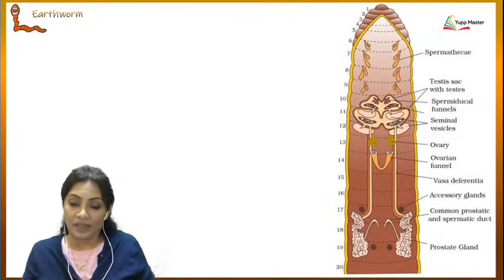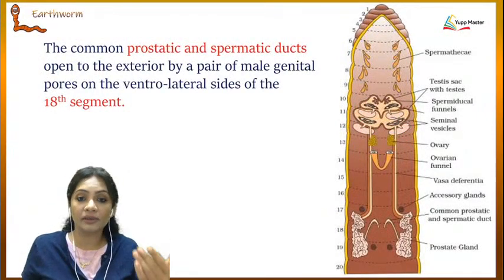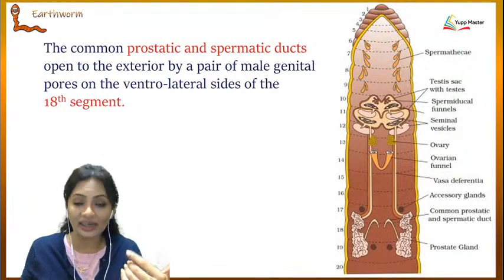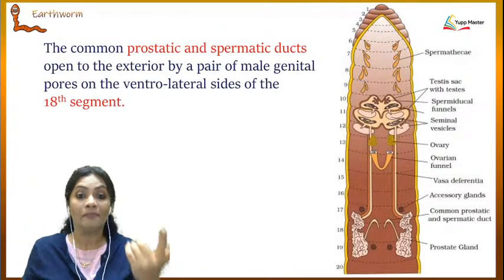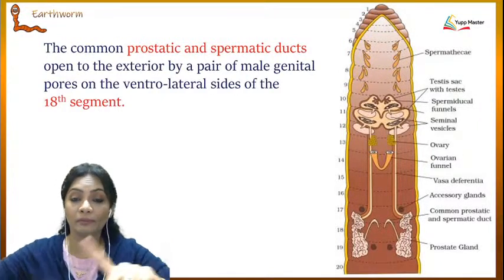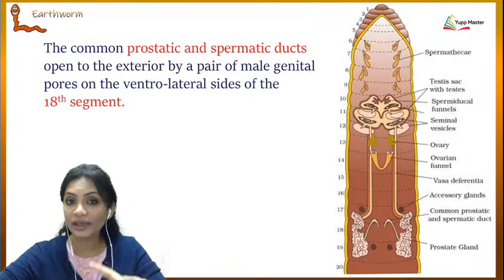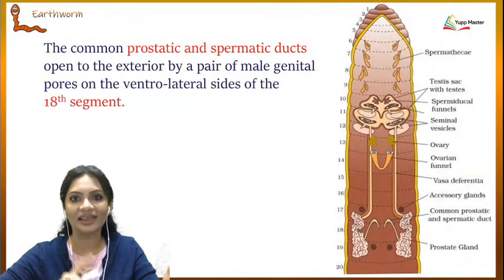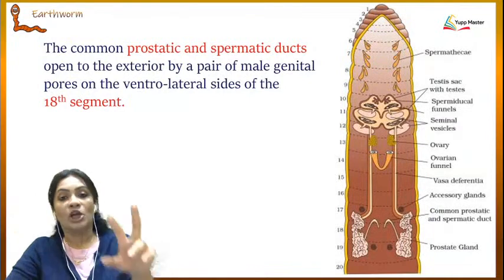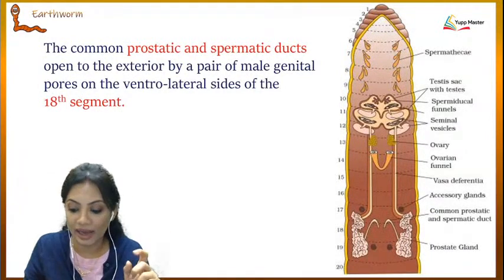Okay, all right. Then we see that these ducts, remember which ducts? We're talking about the prostatic duct and the spermatic ducts. These are going to be opening into the exterior. And remember, we spoke before we started about the pores present. I told you that there is a pair of male pores and there is a single female pore. So this pair of male pores is opening in segment number 18.